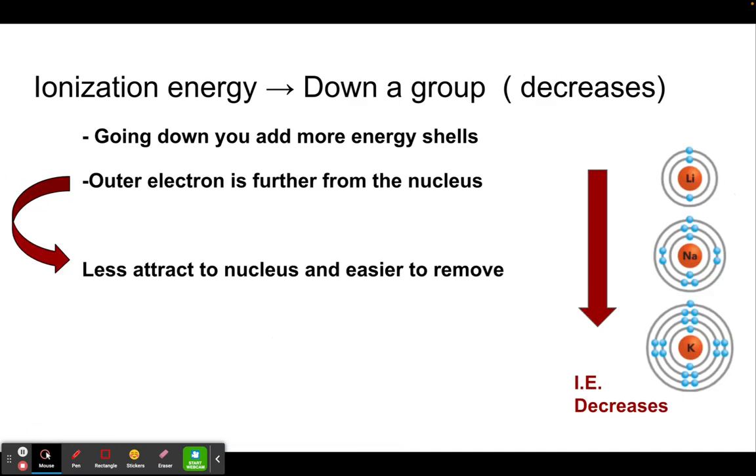When you go down a group, we have a decrease in ionization energy. What does that mean? That means it is easier to remove outer electrons. Why is that the case? Well, when we go down, we're adding energy shells. When you add energy shells, your valence electron gets further and further from the nucleus, so further from the positive. Therefore, it's less attracted to the nucleus and it is easier to remove, so our ionization energy goes down. Less energy required to remove it.